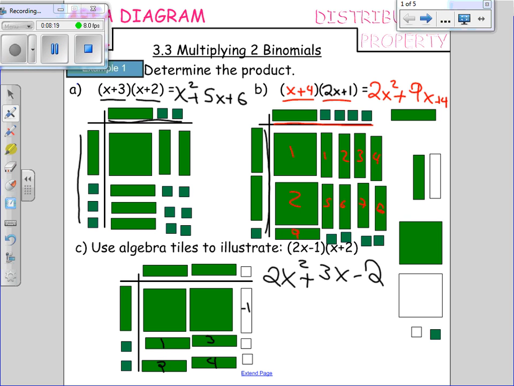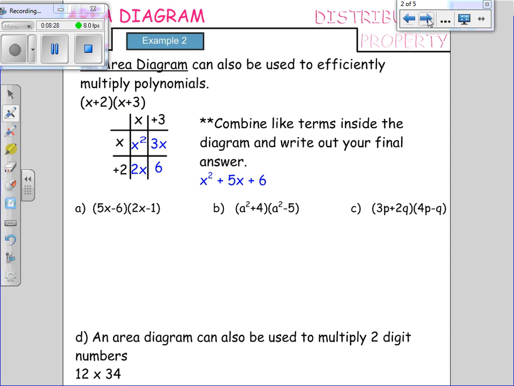Any questions about binomials? Look up there. That's one way to do it, pictorially. Another way to do it, area diagram. This will work for any polynomials times any polynomials. So it's nicer for binomials because it's a nice little square, but it does work for everything.